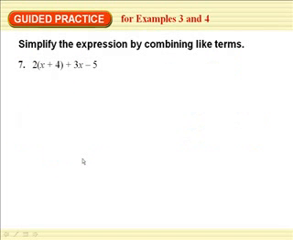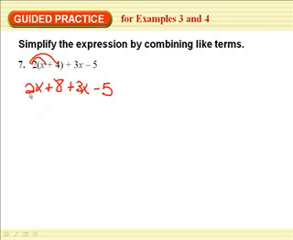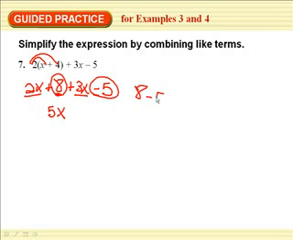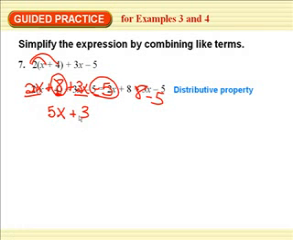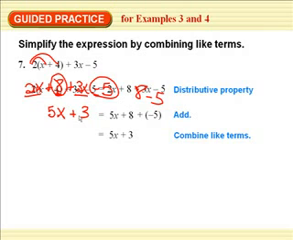Simplify the expression by combining like terms, so we'll do this a couple more times. 2 times x, 2 times 4, so it'll be 2x plus 8 plus 3x minus 5. So we find our like terms. There's a 2x and a 3x, so we can add those. That makes 5x. And then we have whole numbers, an 8 and a minus 5. So we just do 8 minus 5, which is positive 3. So that's our simplified problem. Let's see as it gets down here if it'll agree with us. There we go.